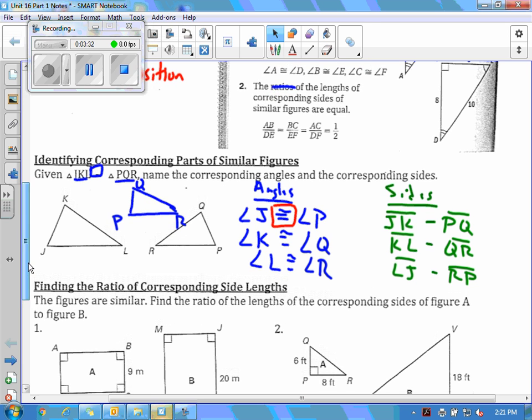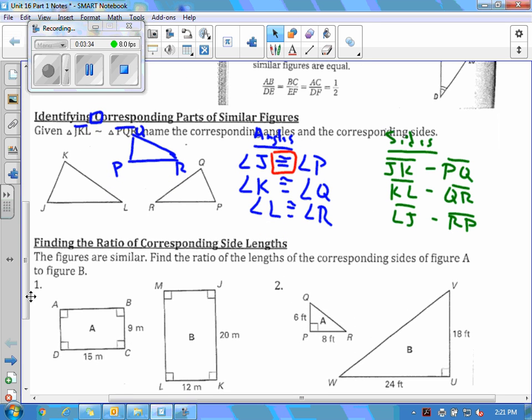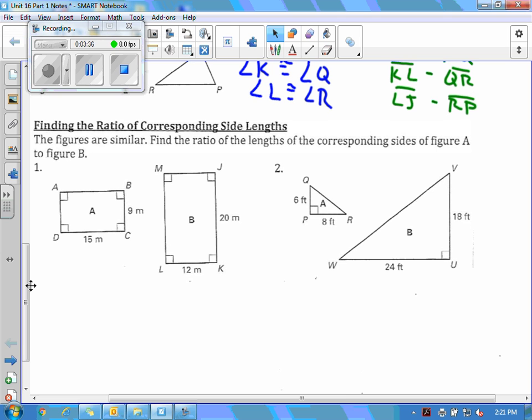So the next thing we're going to look at is finding the ratio of corresponding sides. So it says the figures are similar. Find the ratio of the length of the corresponding sides of figure A to figure B. So the first thing that you need to make note of is that we're going from figure A to figure B. So all we need to do is write a ratio or a fraction that compares one side on A with the side it goes with on B. So let's say I want to use this side BC.